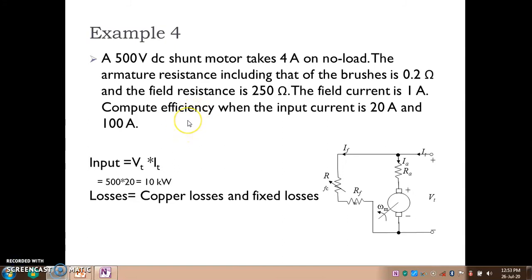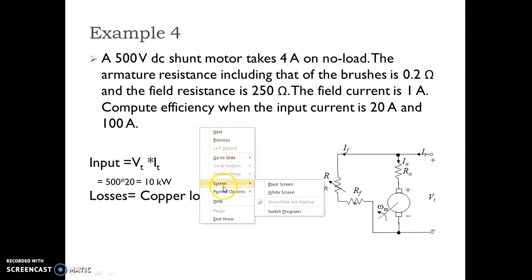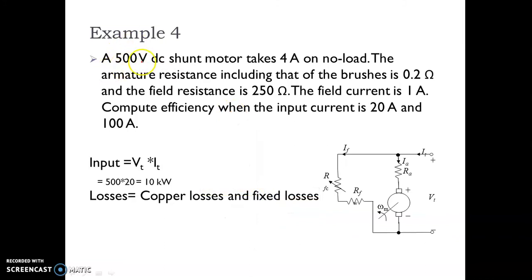Based on what we have studied, here is one problem. I will solve this problem in the next video, but I will explain some portion here. A 500 volt DC shunt motor takes 4 ampere at low load. The armature resistance including that of the brush is 0.2 ohm, and the field resistance is 250 ohm. The field current is 1 ampere. Compute the efficiency when the input current is 20 ampere and 100 ampere. So for these two values of input current, we have to find the efficiency of this machine.